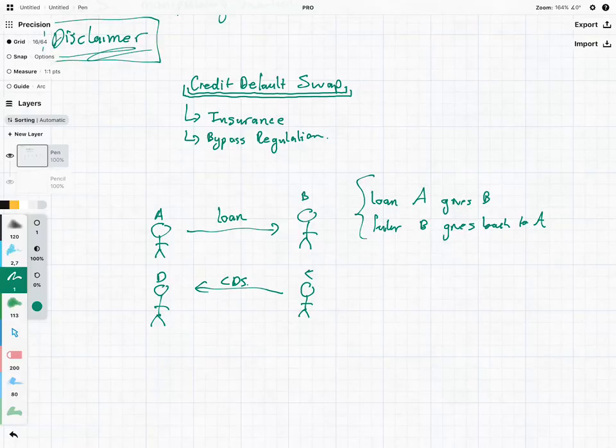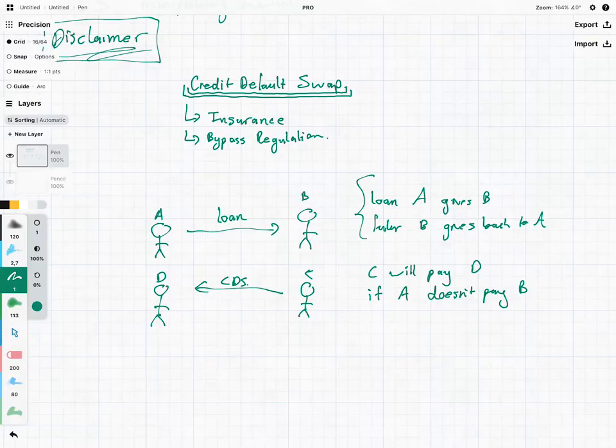A CDS says C will pay D if A doesn't pay B. Okay. Now, A and D could be the same person. But I put them as separate because this is where credit default swaps get a little bit out of hand, is you can start making bets on other people's failure. So you're taking an insurance product and you're turning it into a speculative instrument.